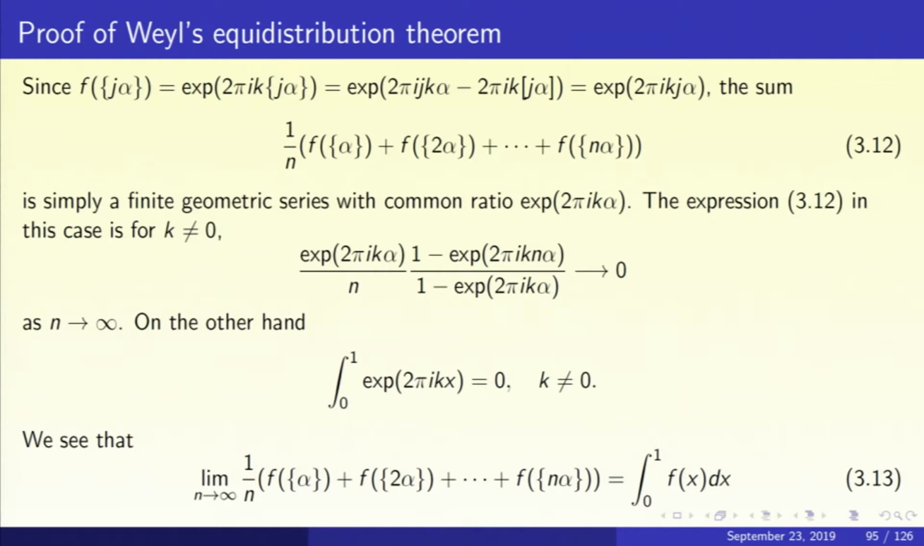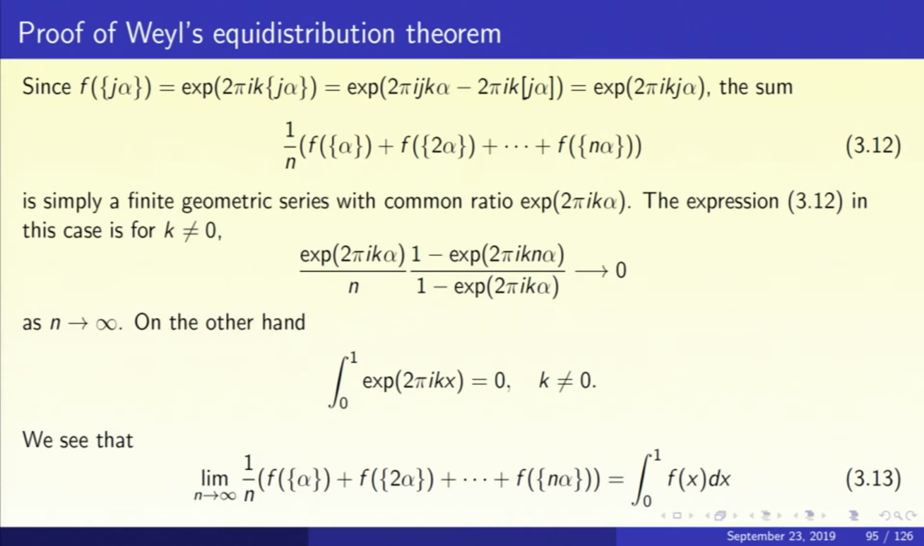On the other hand, integral 0 to 1 f x dx is what? Integral 0 to 1 exponential of 2 pi i kx dx, which is 0 if k is not equal to 0. So we have checked 3.13. We have checked that limit as n tends to infinity 1 upon n f {alpha} plus f {2 alpha} plus etc. plus f {n alpha} equals integral 0 to 1 f x dx. The theorem has been verified for the special case when f x is e to the power 2 pi i kx.